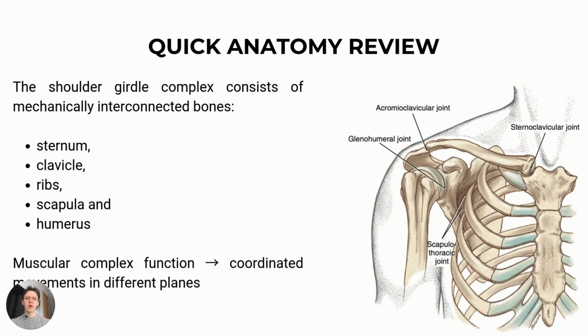The shoulder girdle complex consists of mechanically interconnected bones. We have the sternum, the clavicle, the ribs, 12 of them on both sides, so 24, and together with the scapula and humerus, they enable the range of motion of the upper extremities, allowing various types of manipulations. A muscular complex allows coordinated movements in different planes, so we are able to move our hand freely in space. Any disturbances in muscle function or innervation, like trauma or a chronic condition, might then cause kinematic disorders throughout the shoulder girdle complex.